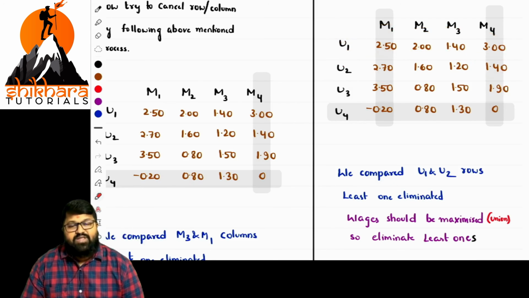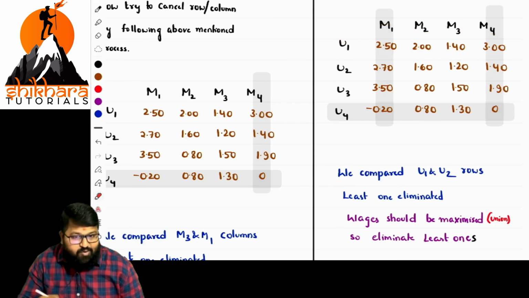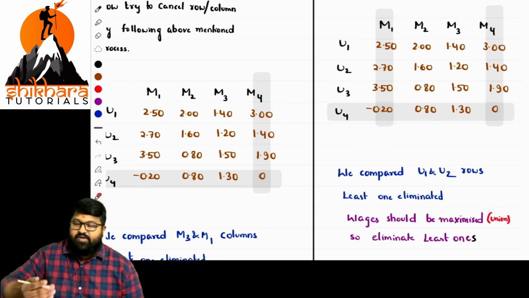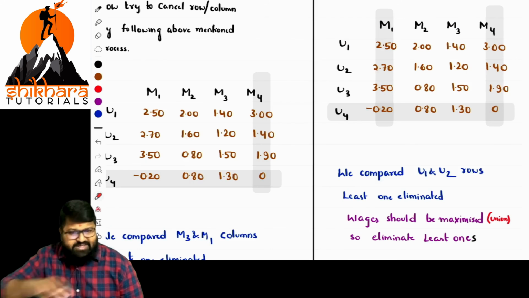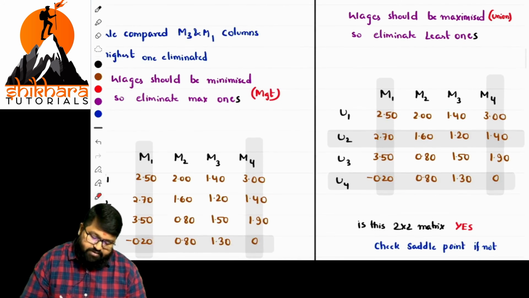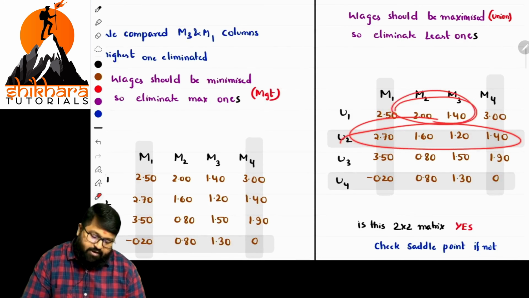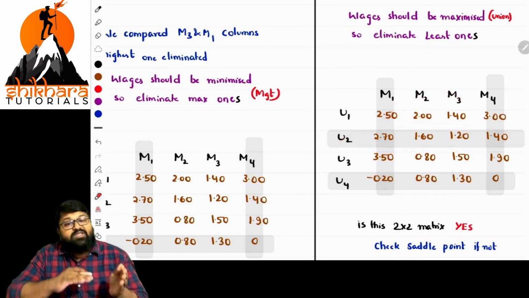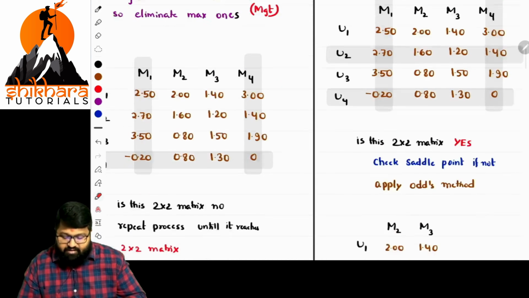They eliminate the least one because labor wants to get more pay. When there is some sort of least pay, that is eliminated now. That's the point. So this is eliminated. Finally, we got a 2 by 2 matrix. You need to mention this properly and separately as a matrix there.